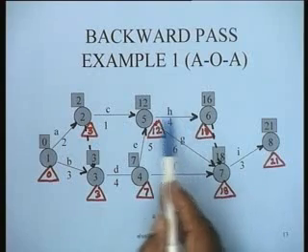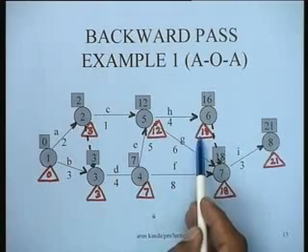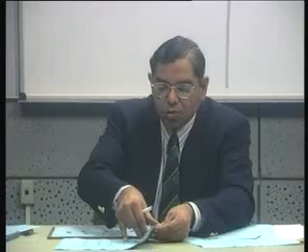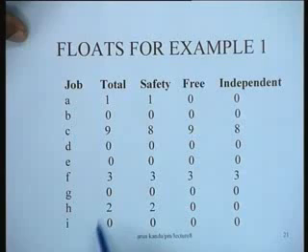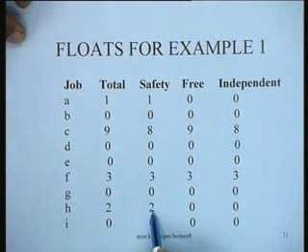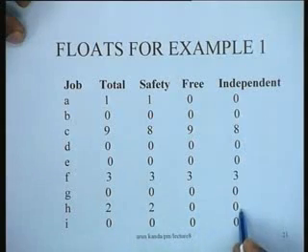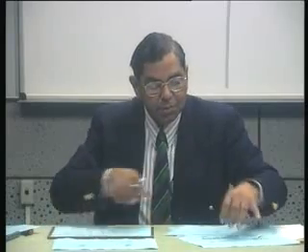Take for instance the other activity H. For this particular activity the slack on the preceding node is 0, the slack on the succeeding node is 2. So since the slack on the succeeding node is 2, for this particular activity the total float is 2, the slack on the preceding node is 0, so the safety float is 2, and the free float is 0 because 2 minus 2 is 0, and the independent float is also 0. So this is how we can actually compute all the floats for the example.